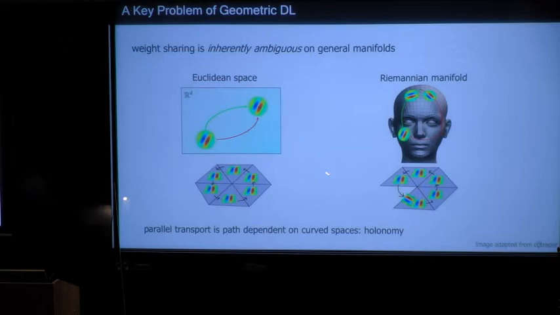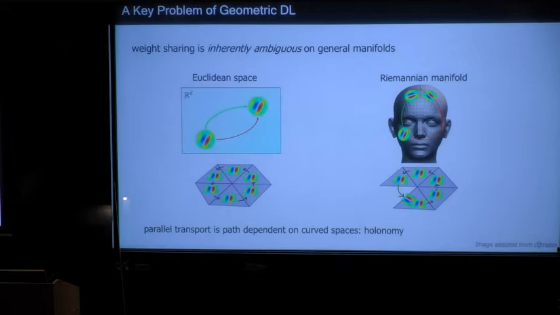So in a Euclidean space, you know what to do in order to do a convolution, because you take a kernel and if you want to share that kernel at any other position, you know how you can just shift it there, and it doesn't matter which path you take. It will always be the same kernel when you move it there. In other words, however you bring it there, this is one unique solution, and then you can share very nicely the values of that kernel.